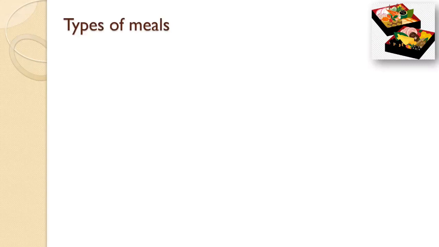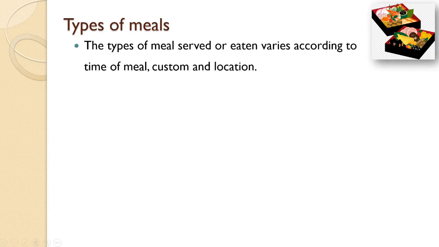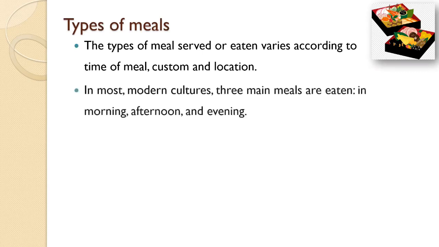Let's go to the second objective, which is listing down the types of meals. The types of meals served or eaten vary according to the time of the meal, custom, and location. In most modern cultures, three main meals are eaten, which are in the morning, in the afternoon, and in the evening. A few types of meals are listed below. We all know about the three major meals, which are breakfast, lunch, and dinner. Apart from those major ones, there are a few others listed below, which includes breakfast.